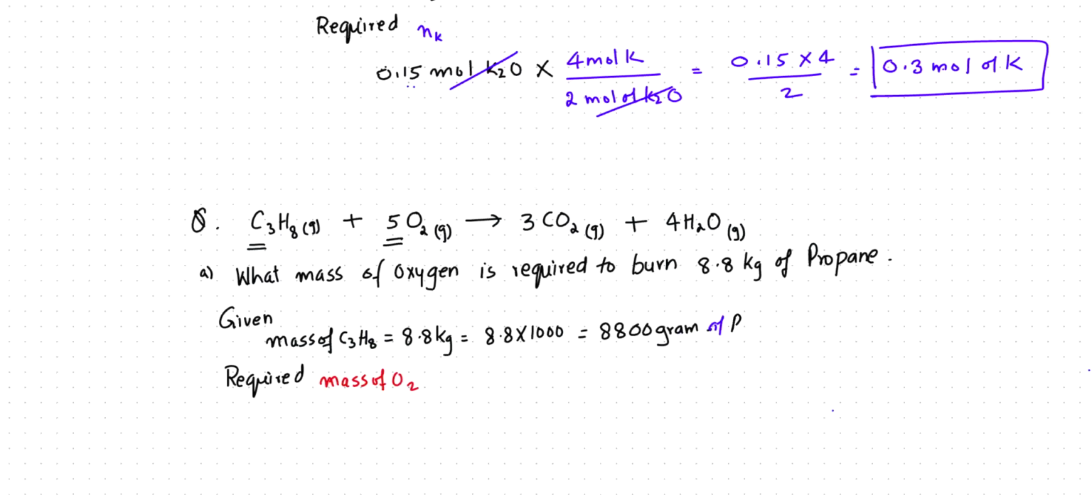And what we have to find is what mass of oxygen. So they are asking the mass of oxygen. Here the mass is given. We have to convert it into moles first. So grams of propane converts into moles of propane. So first we write the given amount.